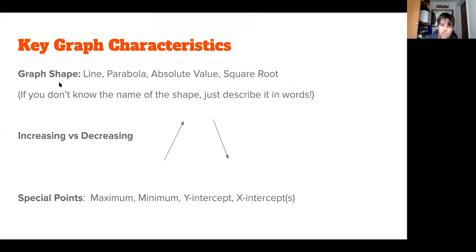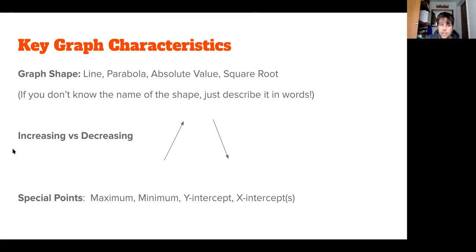We have the graph shape. So we have some names that we're going to talk about: lines, parabolas, absolute value, square root. We're going to hopefully be familiar with all of these shapes and be able to identify them. If you don't know the name, if it doesn't fit one of these categories, then describe it in words. What does it look like?